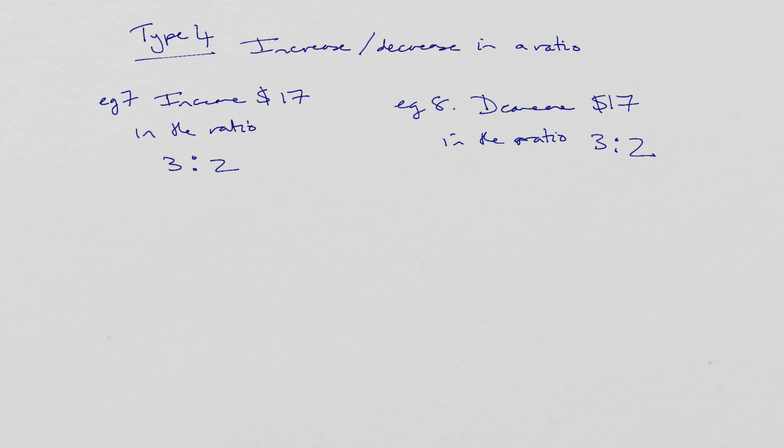Last type, increase and decrease in a ratio. If we're going to increase $17 in the ratio 3 to 2, it's just another way of saying make it bigger, right? They could say to you, increase $17 by 50%, and then you'd say, well, 50% of $17 is $8.50, and so if I add that on to $17, I'm going to get $25.50, right? This is just another way of saying increase $17. It means the 17 must be the small bit because you're going to increase it.